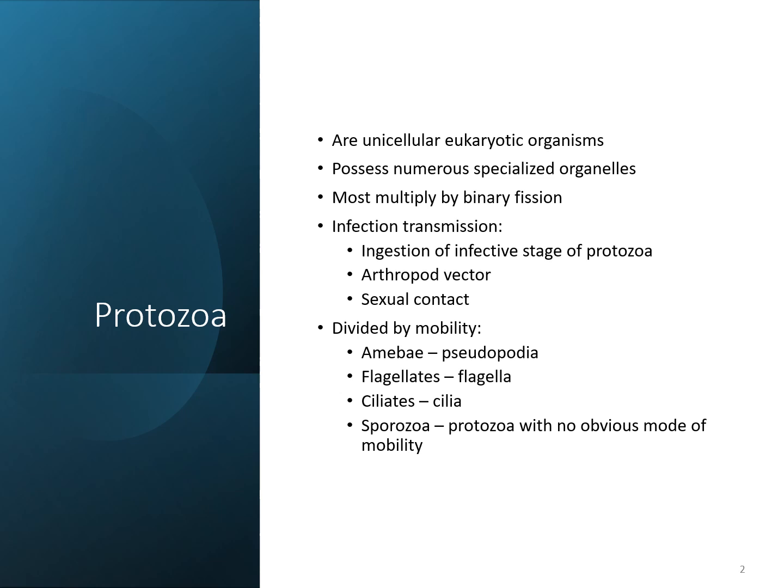With these organisms, the infection can be transmitted through ingestion of the infective stage of the protozoa, through an arthropod vector, or through sexual contact. These organisms can be further divided into the amoeba, which move through a pseudopod, and flagellates, which move via flagella. You also have ciliates, which move with cilia, and sporozoa, which do not have any obvious mode of motility. So this group is not really divided by motility.